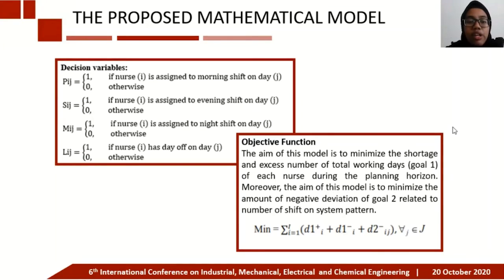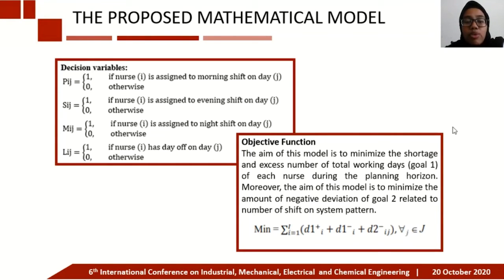The decision variables used in this model are, first, P, the nurse assignment to the morning shift. S is the nurse assignment to the evening shift. M is the nurse assignment to the night shift, while L is the nurse day off.